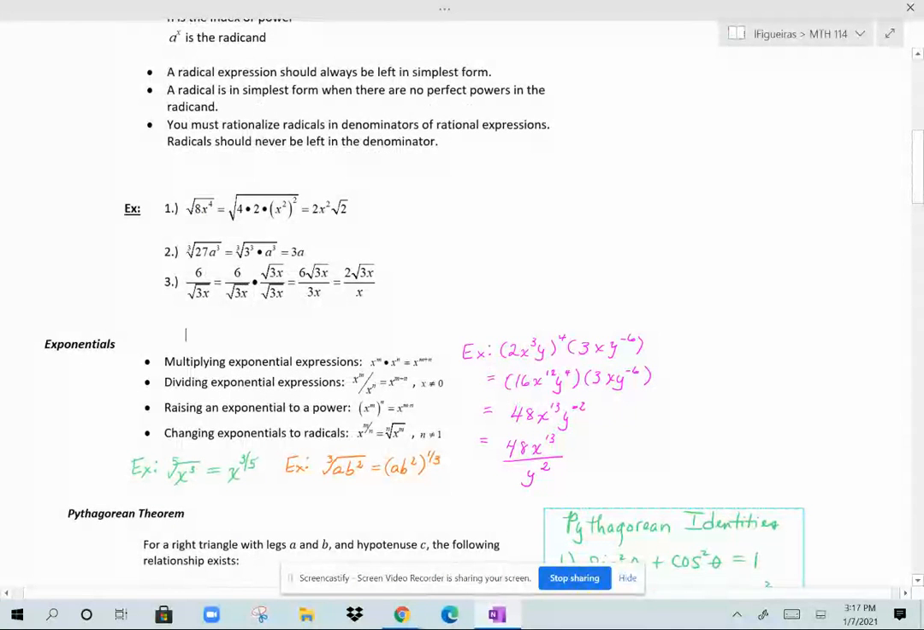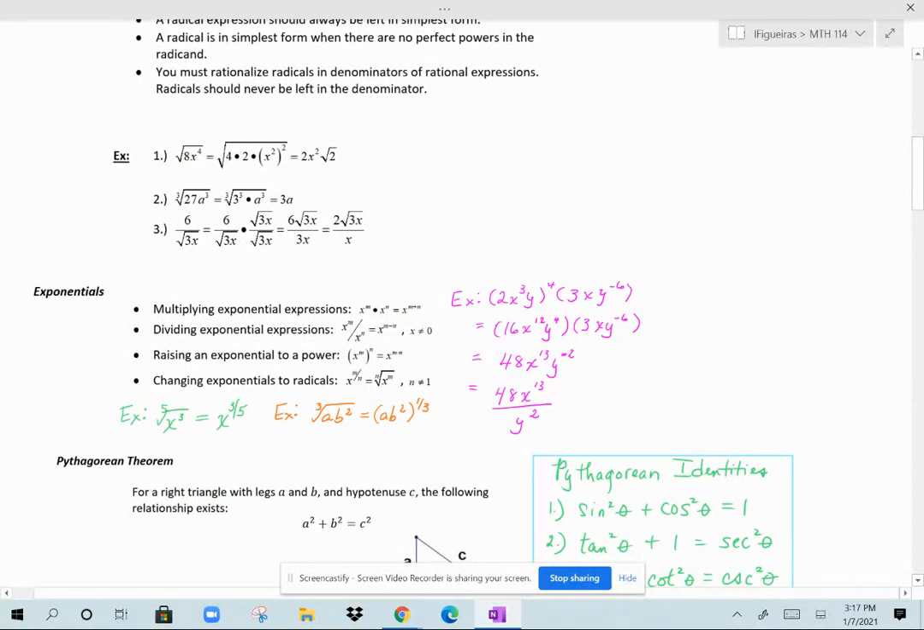Being familiar with your rules for exponents will be really important as well. So here's just a reminder of some of them. So x to the m times x to the n means that you add your exponents. When you're dividing x to the m over x to the n, you subtract your exponents, as long as the base is not 0. If you have an exponential expression raised to a power, that's when you multiply your two exponents.